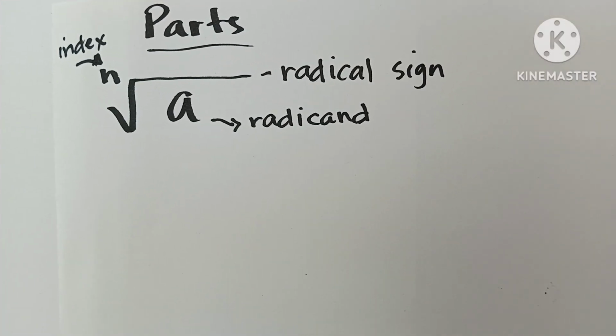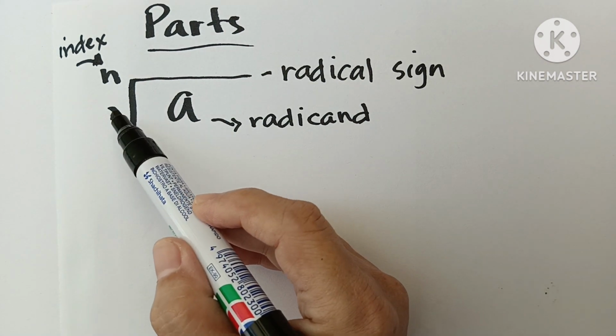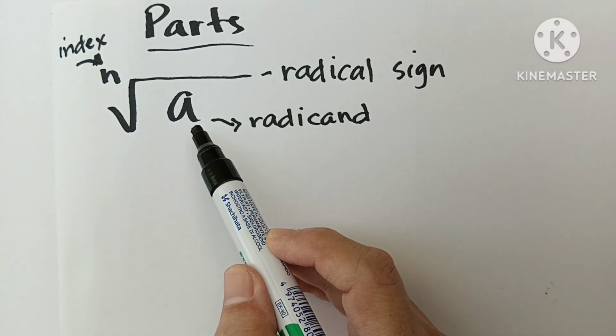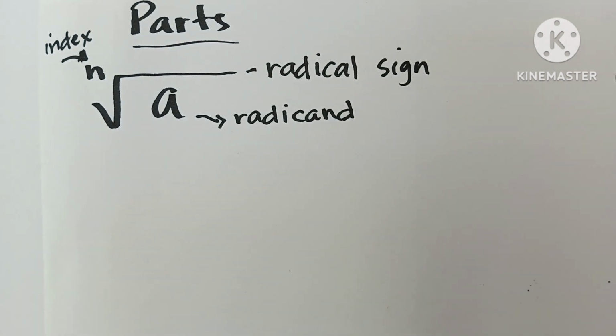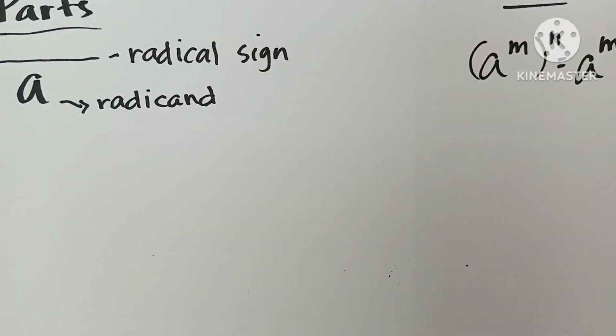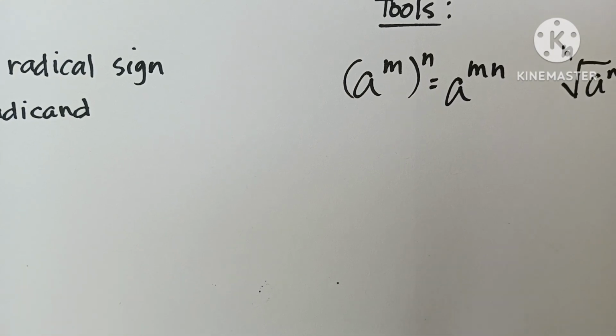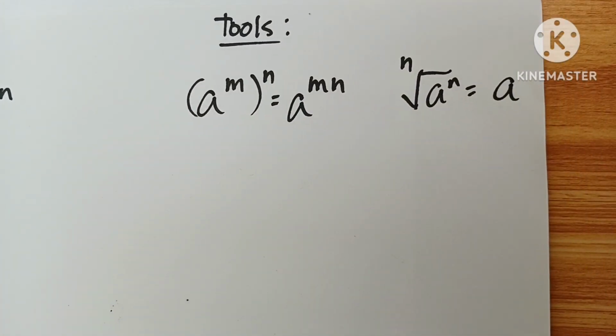Okay, in this video, I'll teach you how to simplify radicals with variables. But first, let us identify the parts. So we have the radical sign. The number inside the radical is the radicand, and the index.